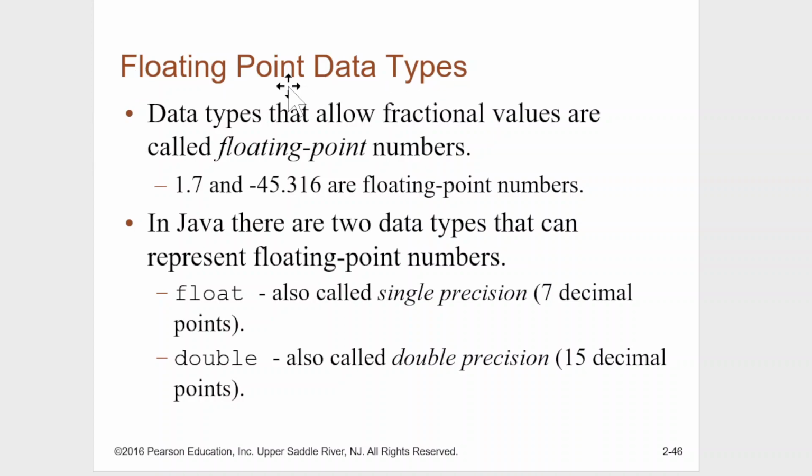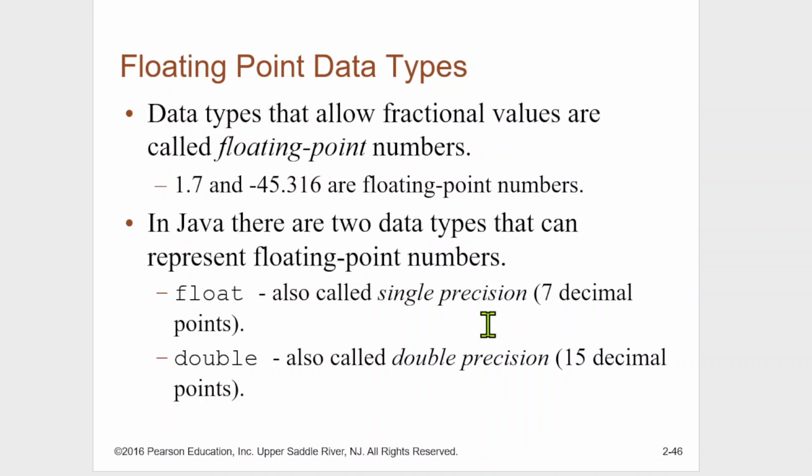Data types that allow for fractional values are called floating point numbers. 1.7 is a floating point number. In Java, there are 2 data types that can represent floating point numbers: float, called single precision, and double, also called double precision. And that precision is based on it having twice the decimal points behind it.